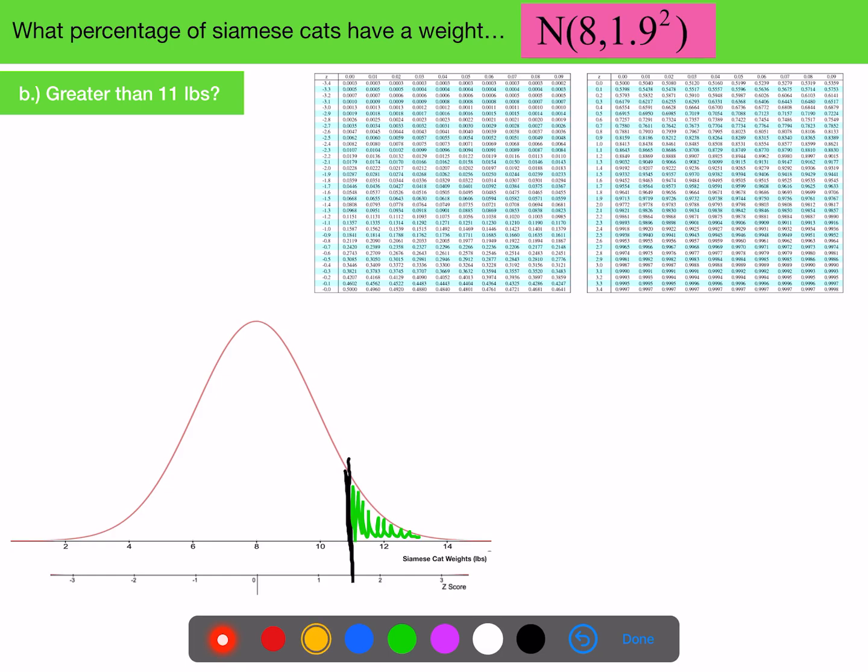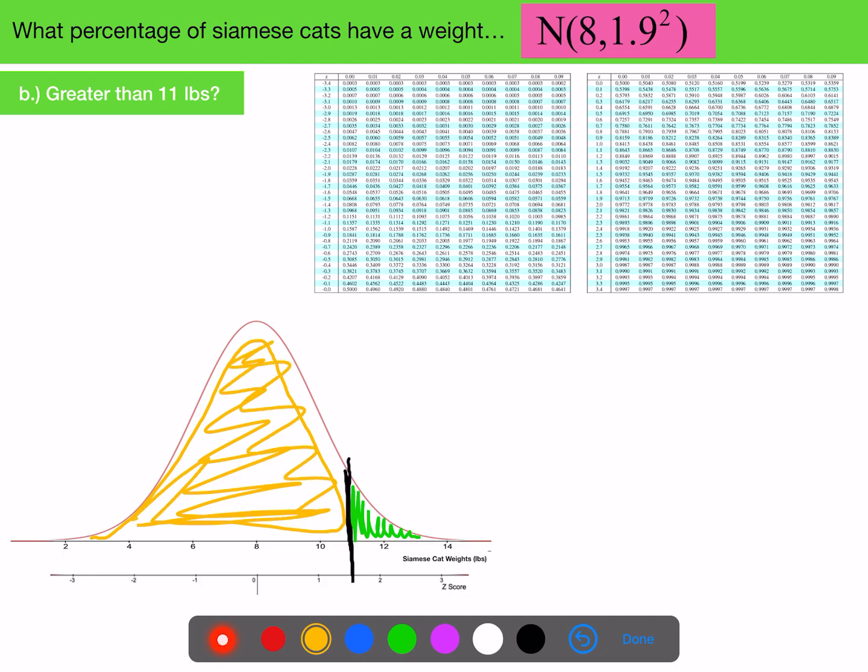But when I look it up in this chart, the chart only ever gives me the less than area. It gives me this section. So in order to get the green section, we're going to have to do 1 minus, because the entire area is 1. If I take the total area minus the orange, that's going to give me the green.